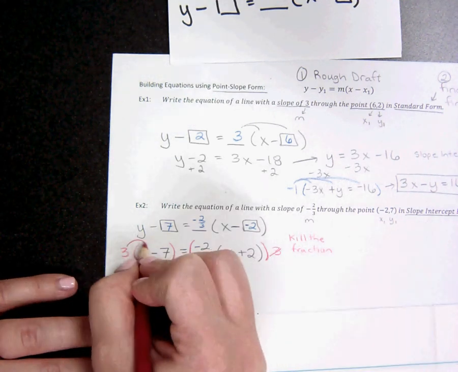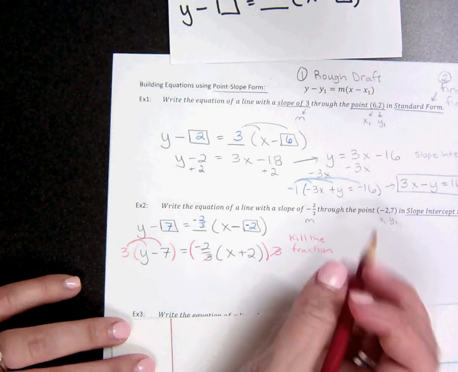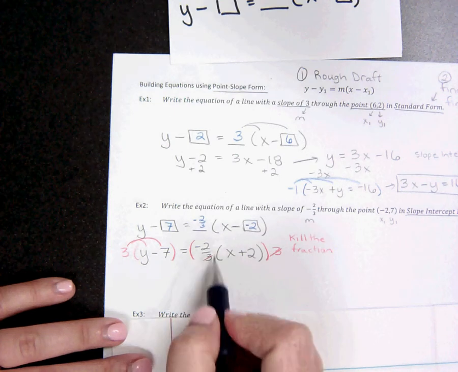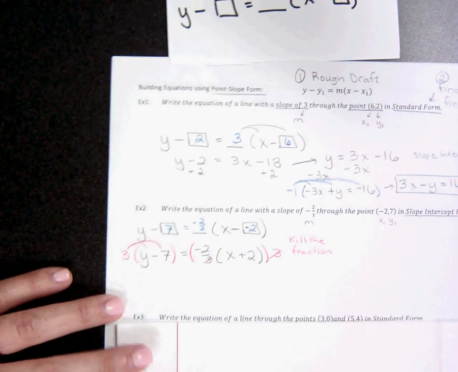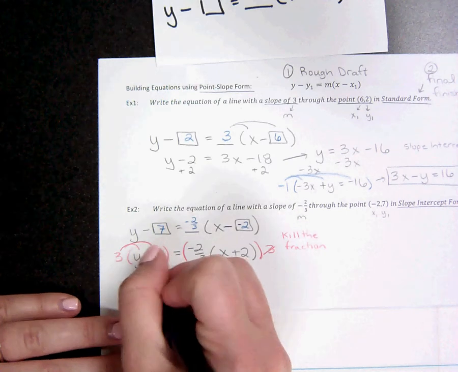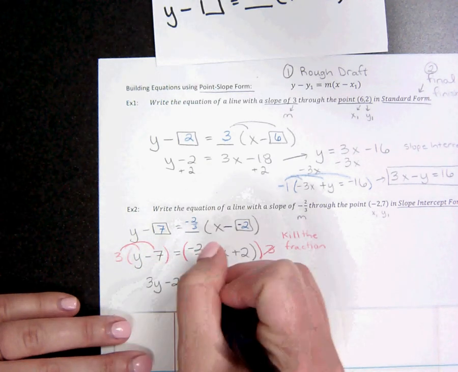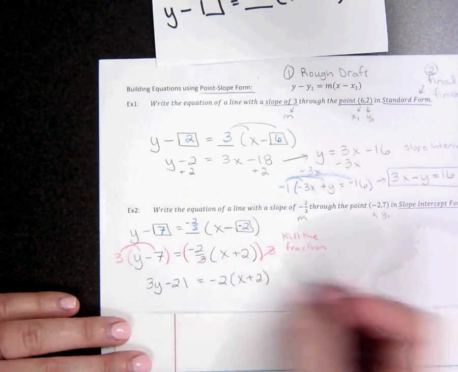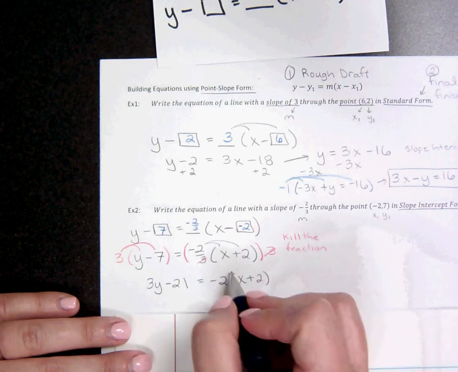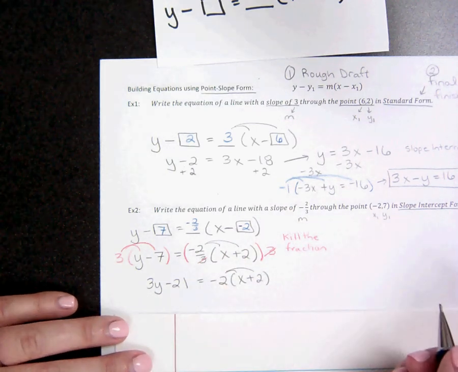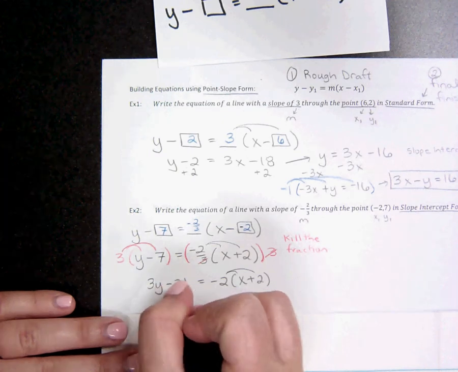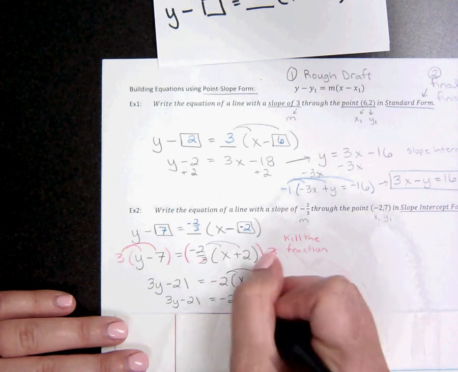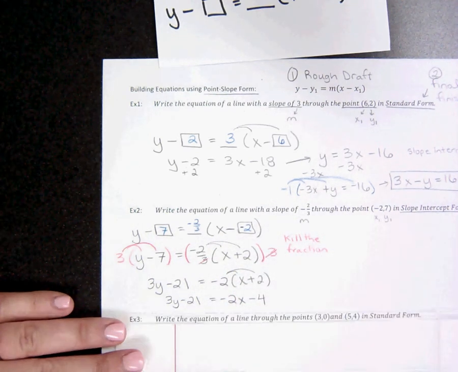On the left, we actually distribute through with that 3. Technically, you don't have to do this step, but it makes your life so much easier not having to work with that negative 2/3. So that gives us 3y minus 21 equals negative 2 times (x plus 2). If you're comfortable, you can distribute right from there, or you can distribute here. Just depends on your comfort level. And that should give us 3y minus 21 equals negative 2x minus 4. I'm running out of room.